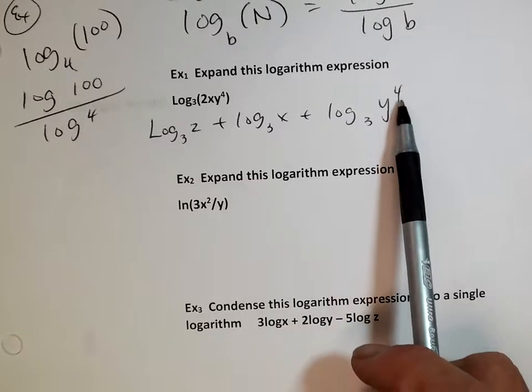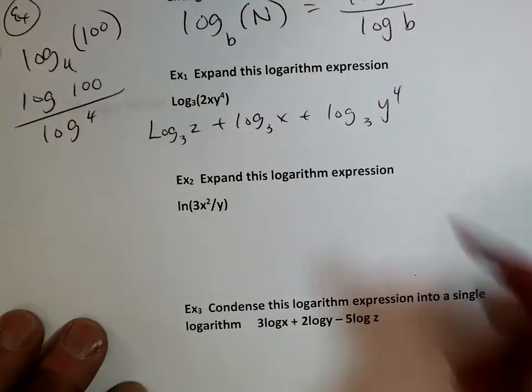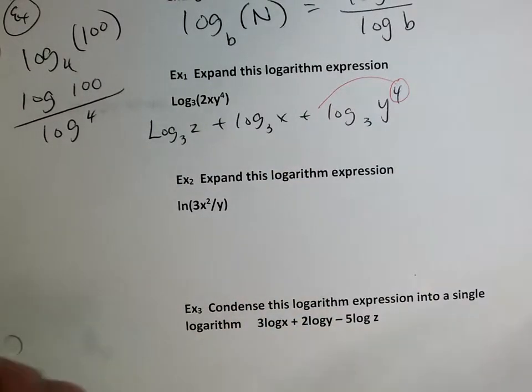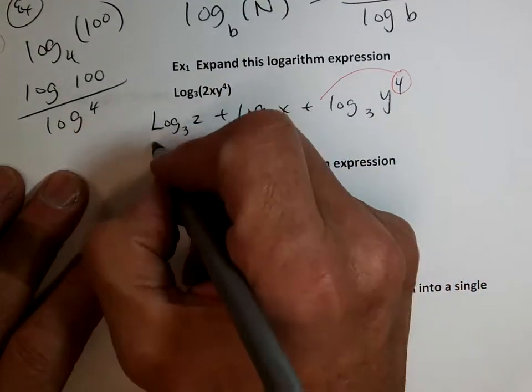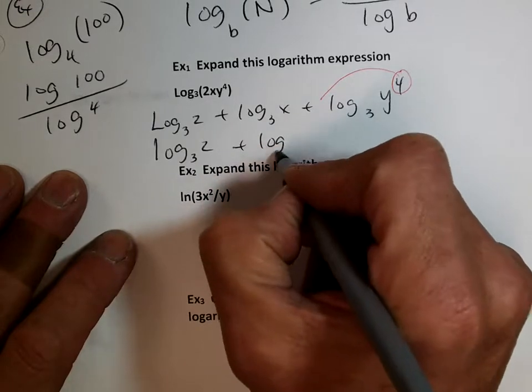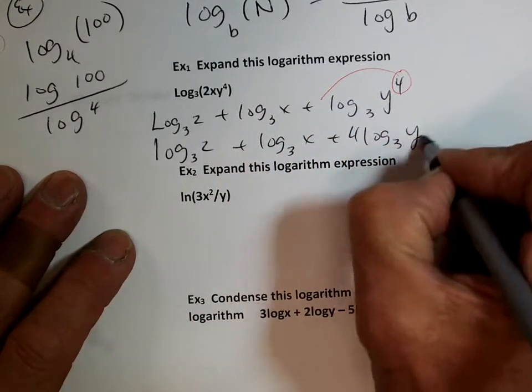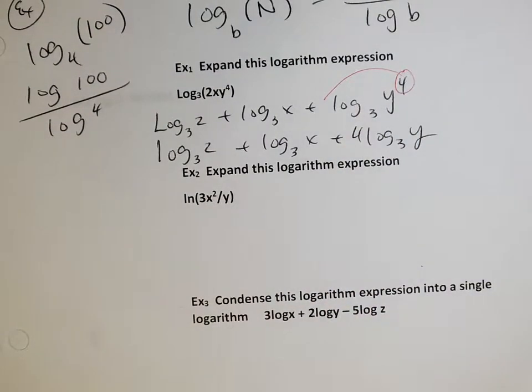That 4 right there, what are we going to do with that? Float it down. Bring it down. So this 4 is going to float on down. So I'm going to rewrite this as log base 3 of 2 plus log base 3 of x plus 4 log base 3 of y. Thumbs up. It's pretty easy.